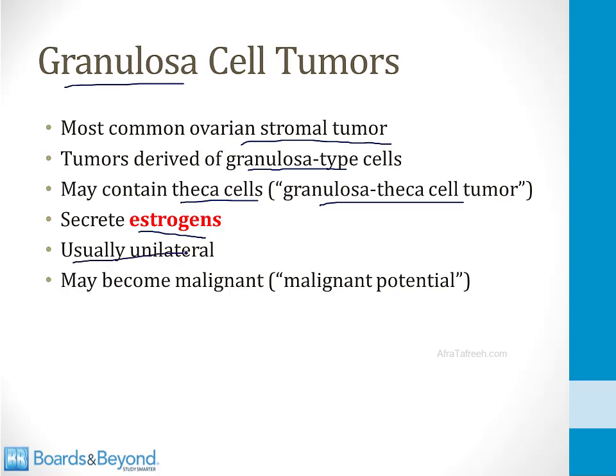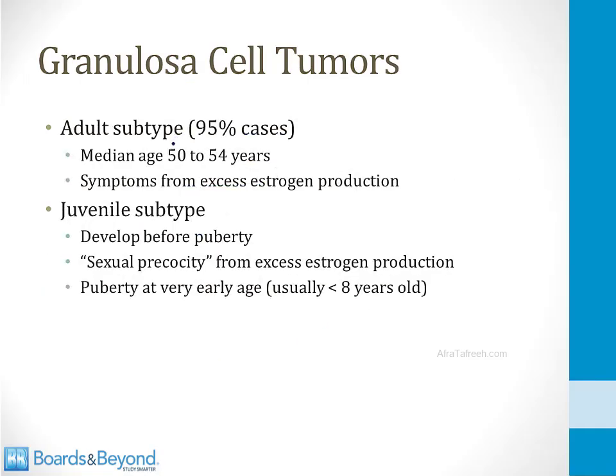These are usually unilateral tumors, and they may become malignant. They are said to have malignant potential. Most of these tumors occur in adults, about 95%. They occur in women usually in their 50s, and the symptoms, as we'll see in a minute, are from excess estrogen production in the adult.